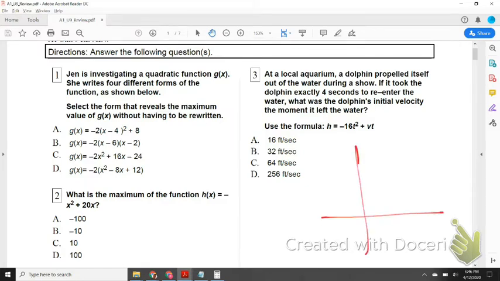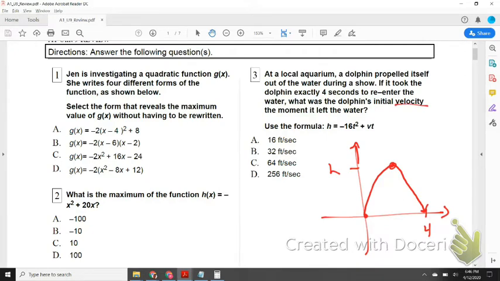Now, I have a dolphin going out of the water, right? And it says it took the dolphin exactly 4 seconds to re-enter. So if this is 4 seconds, the dolphin starts there and it goes up and comes down 4 seconds later. So how high is this? This is going to be the height, right? And the question is asking, what was the dolphin's initial velocity?